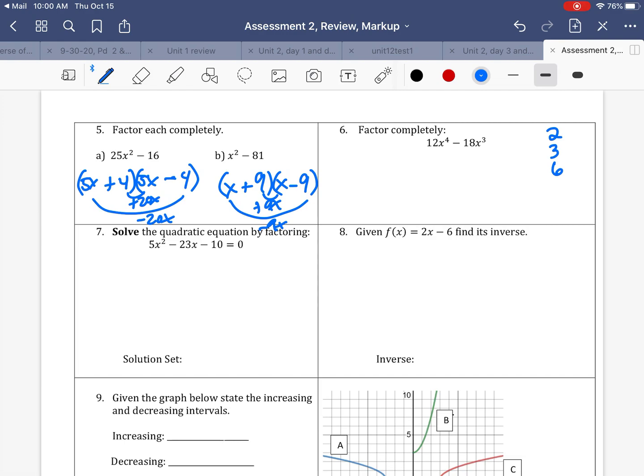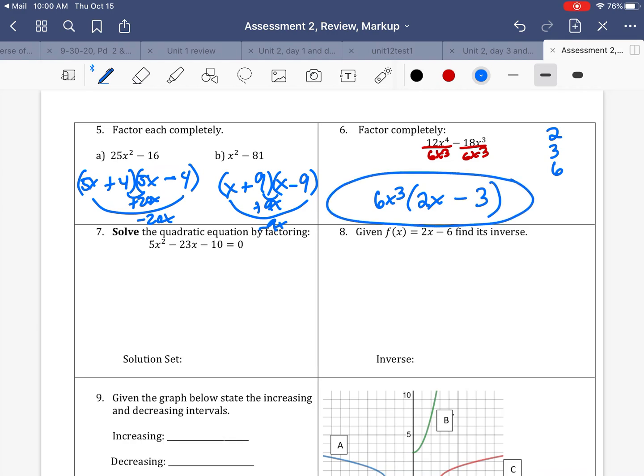Also, they both have at least 3 x's. So I'm going to take out 6x to the third. And when I do that, it's kind of like I'm dividing by 6x to the third and dividing by 6x to the third. So I think I'll write my answer a little bit lower so we can imagine that that's happening. All right, so 6x to the third goes out here. That leaves me with a 2x because I'm subtracting my x's minus 3. And I'm done. 2x minus 3 won't factor anymore, so that's it.